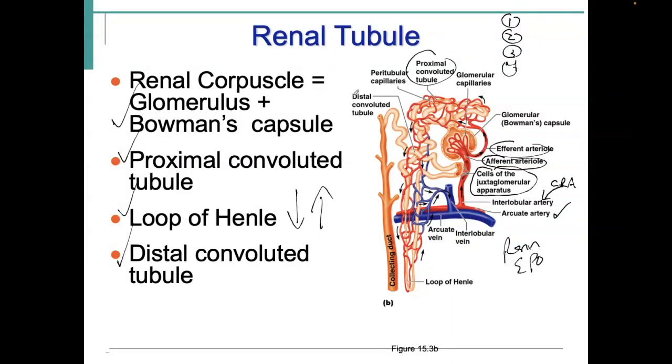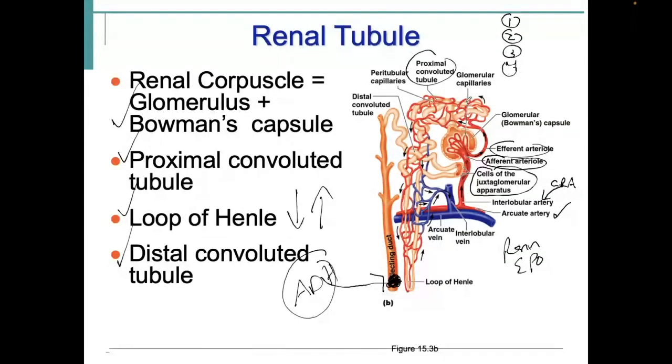And at different parts of the nephron, you have different hormones that work, like ADH, antidiuretic hormone. That's going to work right here at the collecting duct. Antidiuretic, it's going to allow you to hold on to urine. So ADH is going to work right on the collecting duct.